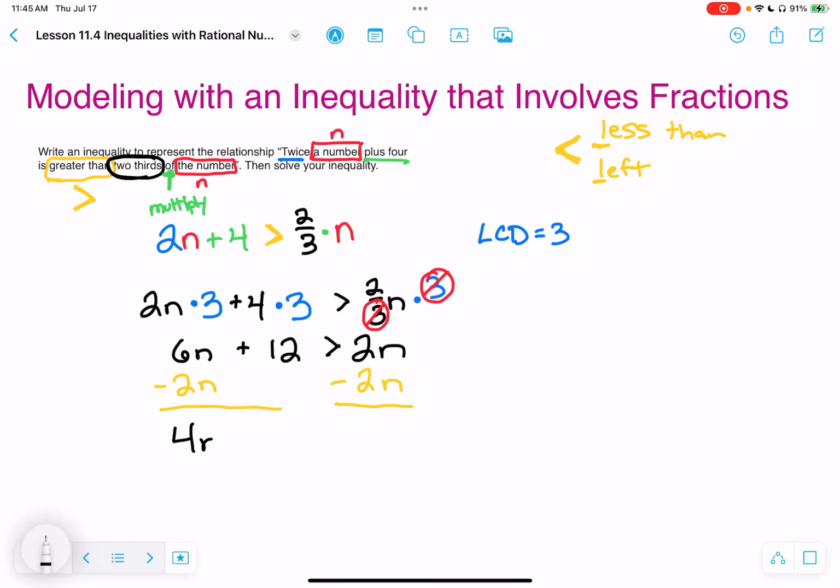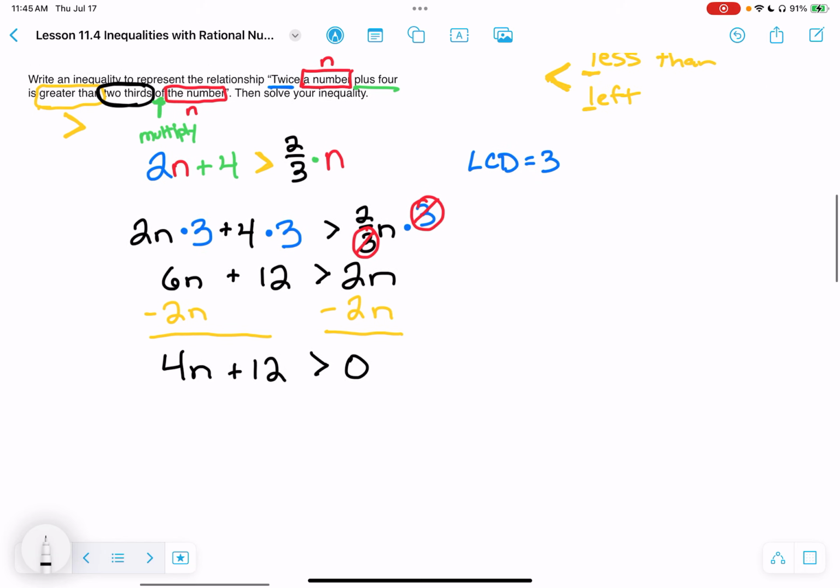0. 2n minus 2n is 0. This is definitely the easiest way to do it, though, because not only do you end up with your n's on the left side, but you also end up with a positive n. So I think this is the easiest way to solve it.